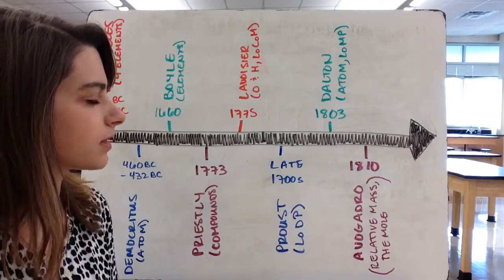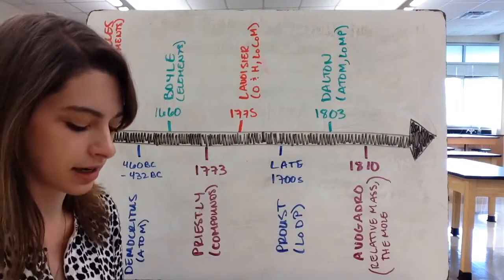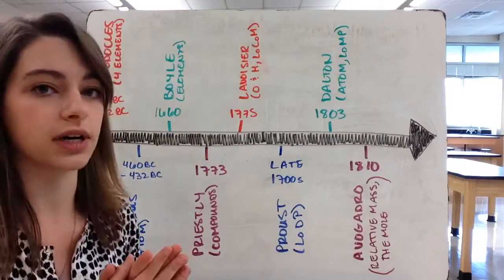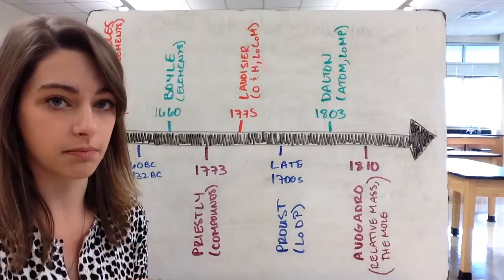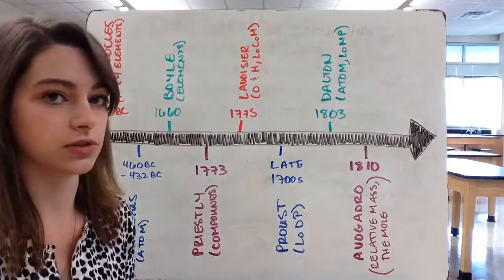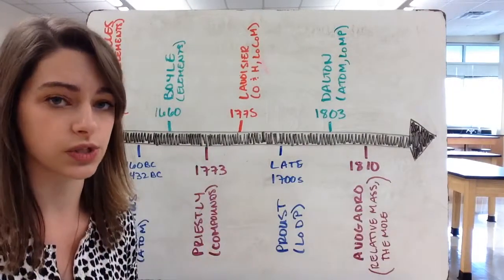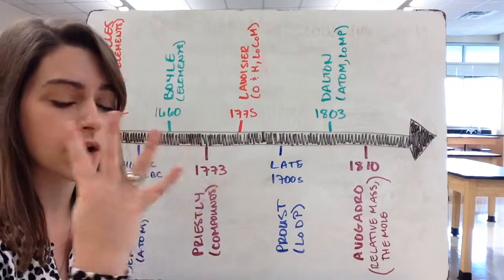In 1803, we meet John Dalton, and Dalton came up with what is considered our first atomic model. So he was the first person to use the atom in the terms that we've used it so far in this class, and he had 4 pieces.